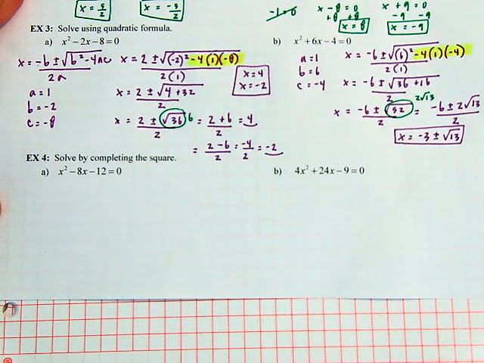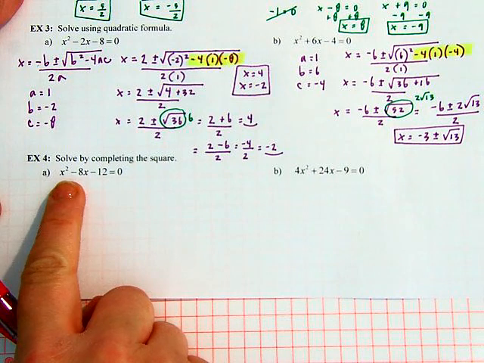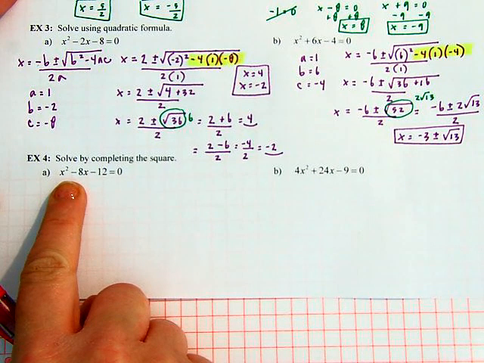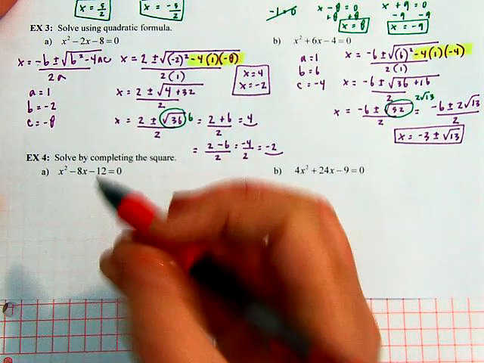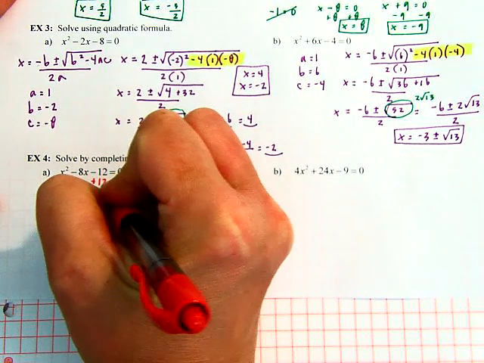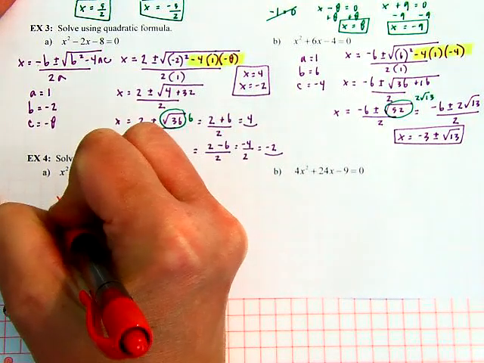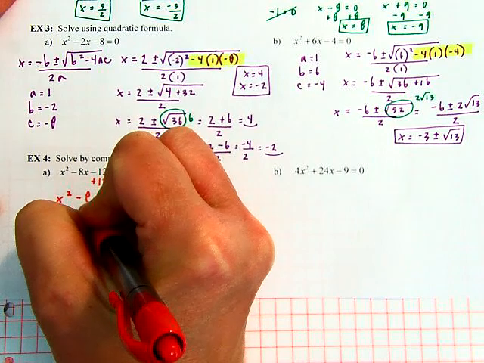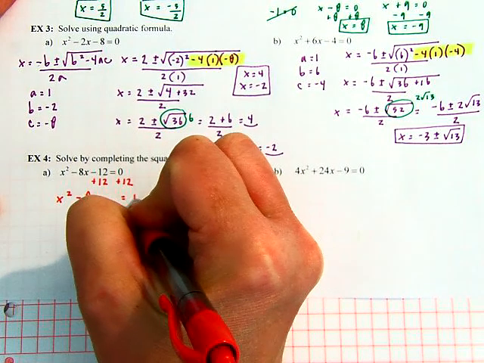So first thing I do is I want to get the two terms that have an x together on one side. So the quadratic linear term together on one side. Add the 12 to the other side. So x squared minus 8x equals 12.